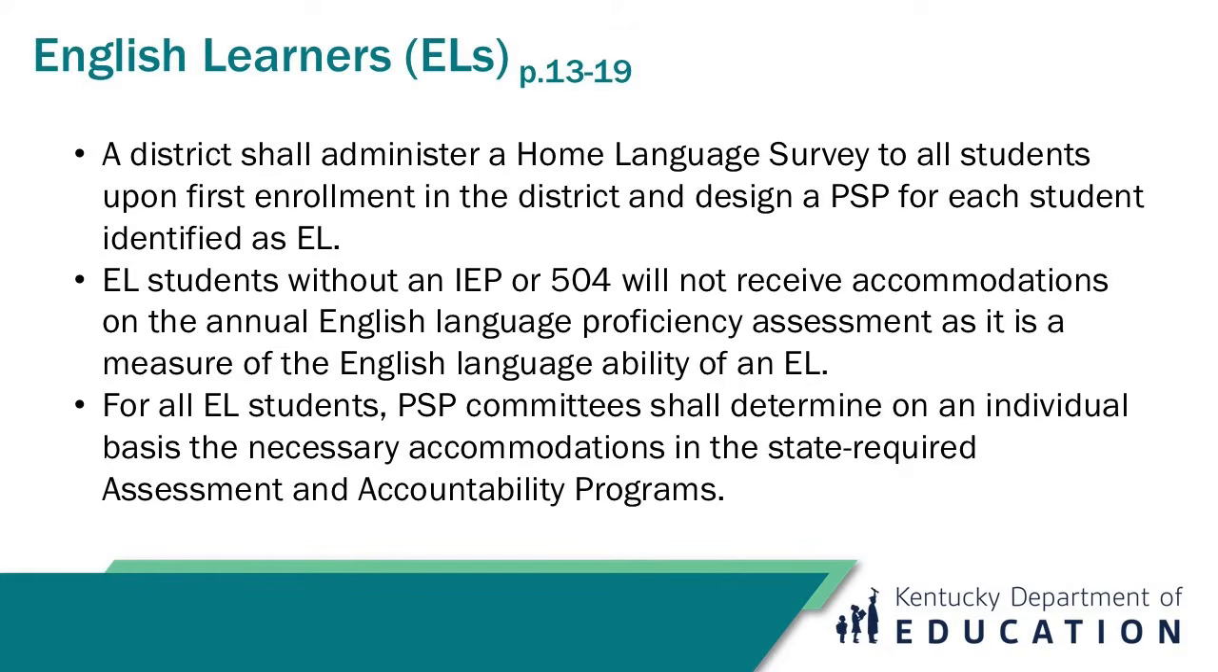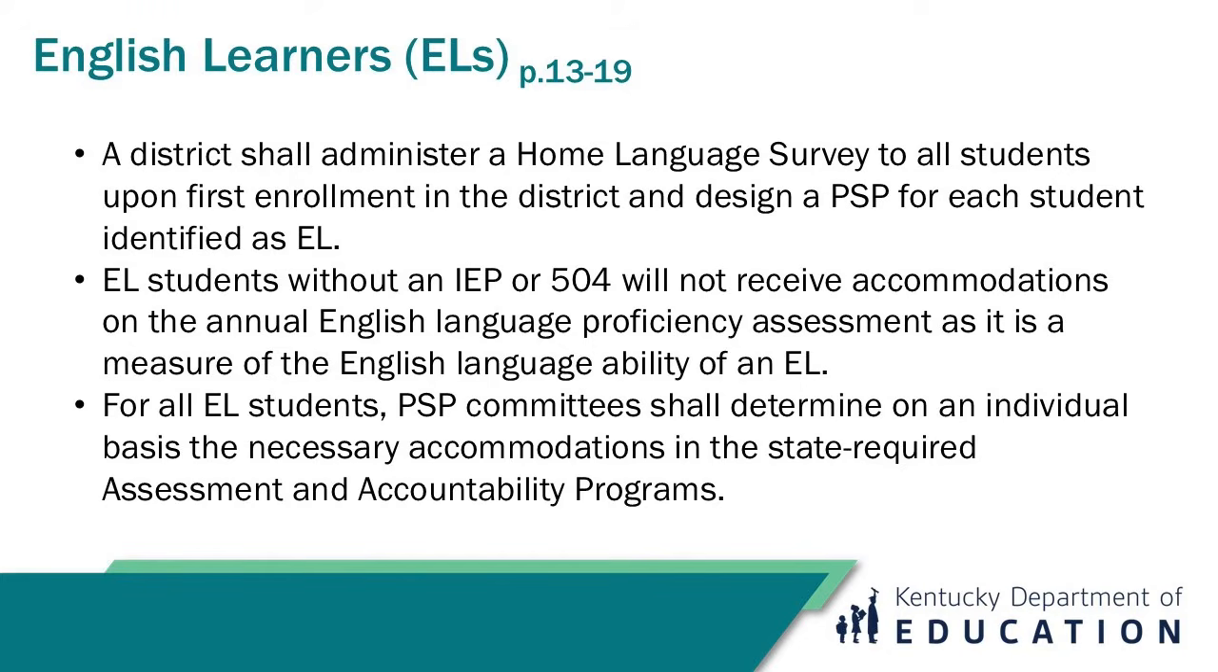A student's score on the annual English Language Proficiency Assessment determines whether the student remains EL or attains English Language Proficiency status. For all EL students, PSP committees shall determine on an individual basis whether these students will participate with or without accommodations in the state-required assessment and accountability programs. Because those assessments measure content knowledge, these accommodations shall be related to demonstrating what each individual student knows on a test written in English and the ability to access the curriculum.